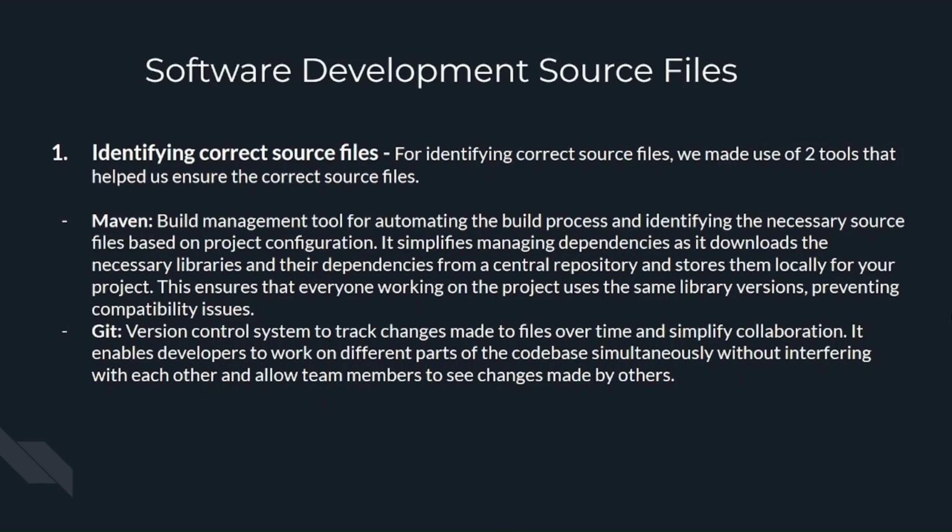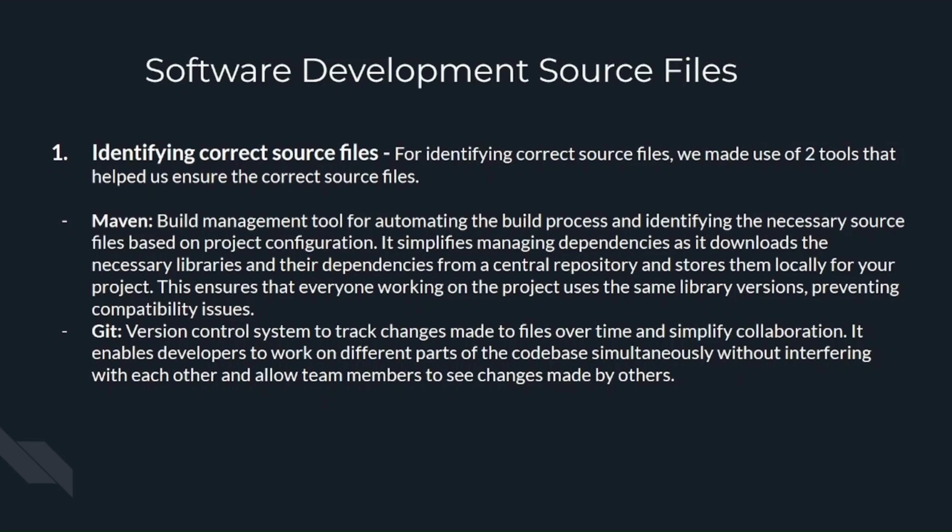For identifying correct source files, we made use of two tools that helped us ensure the correct source files. The first tool was Maven. Maven is a build management tool for automating the build process and identifying the necessary source files based on the project's configuration. It simplifies managing dependencies as it downloads the necessary libraries and their dependencies from a central repository and then stores them locally for your project. This ensures that everyone working on the project uses the same library versions, preventing compatibility issues.